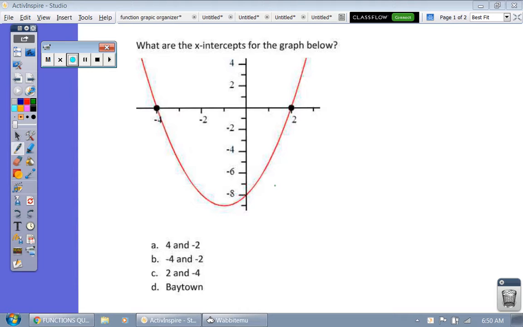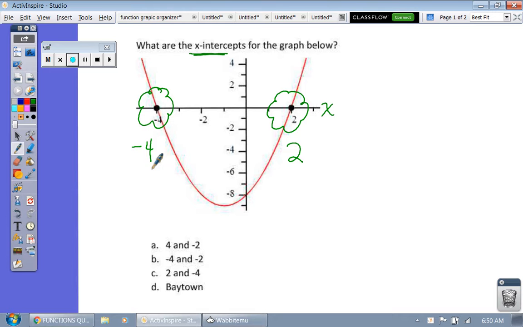Okay, question 1. What are the x-intercepts for the graph below? So this is your x-axis. The question's asking where does the graph cross the x-axis? So you can see it crosses at 2 and it also crosses at -4. So our answer is 2 and -4.